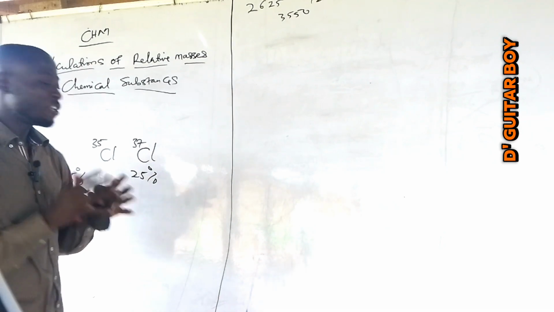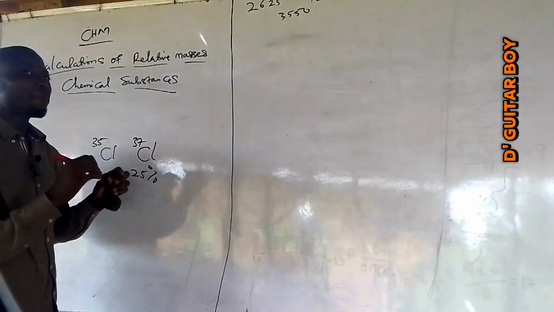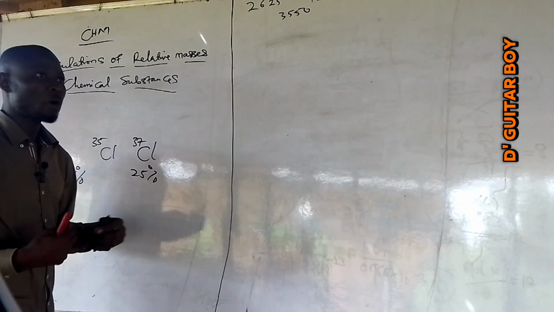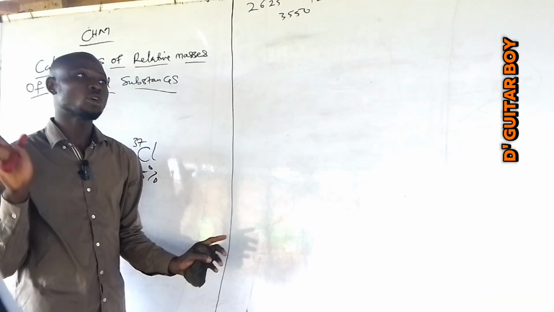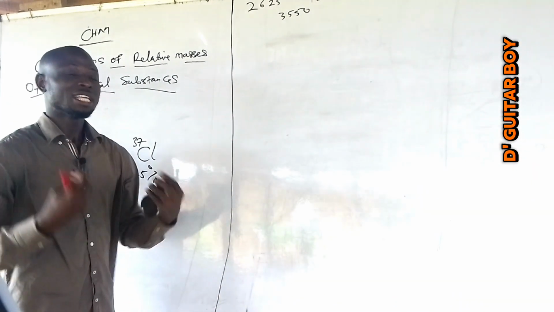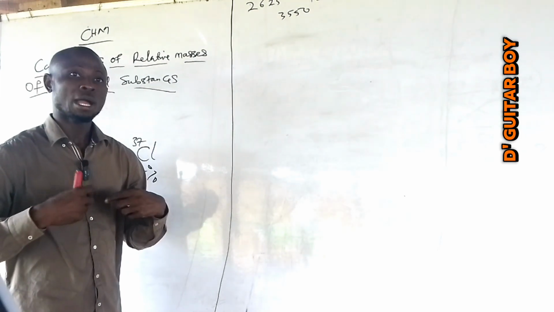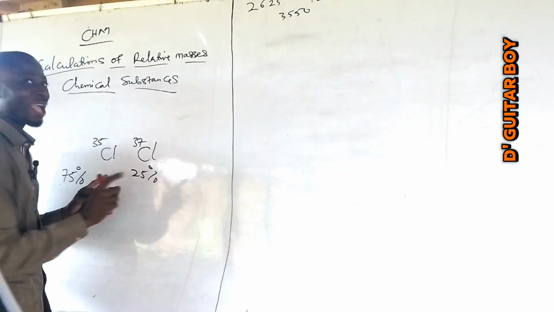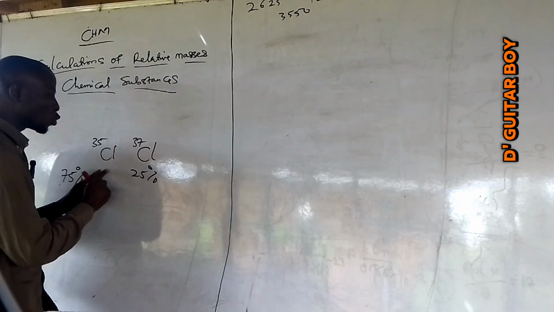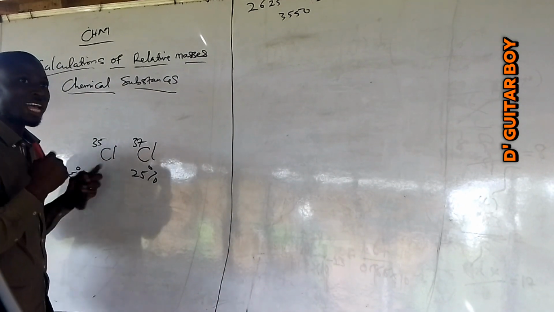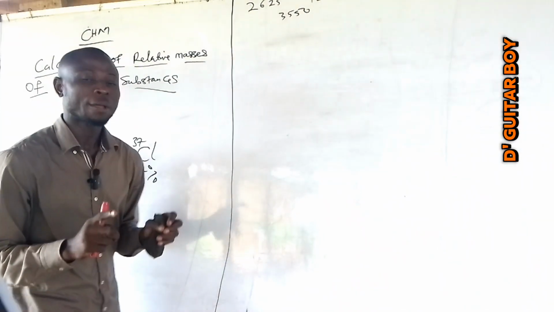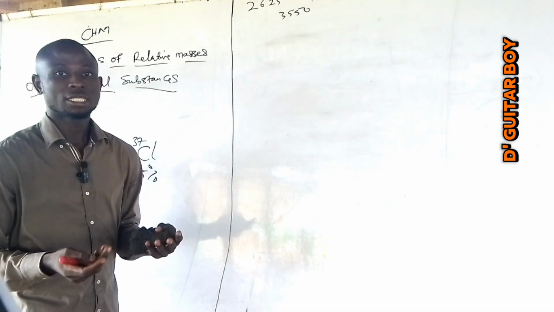The reason why they have different masses here is because their proton number is the same. Their proton number, or atomic number, which is their identity number, is the same. If you watched our previous video, you will know what I mean. That is why you are able to still call them chlorine. So that's their ID. Hence, you can call them chlorine. But their neutron numbers are different.